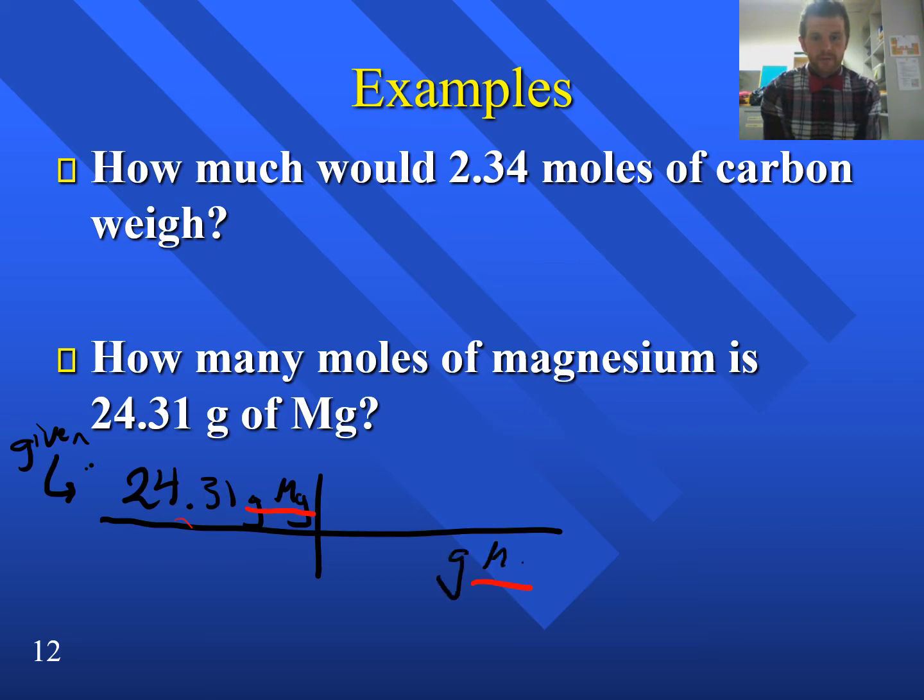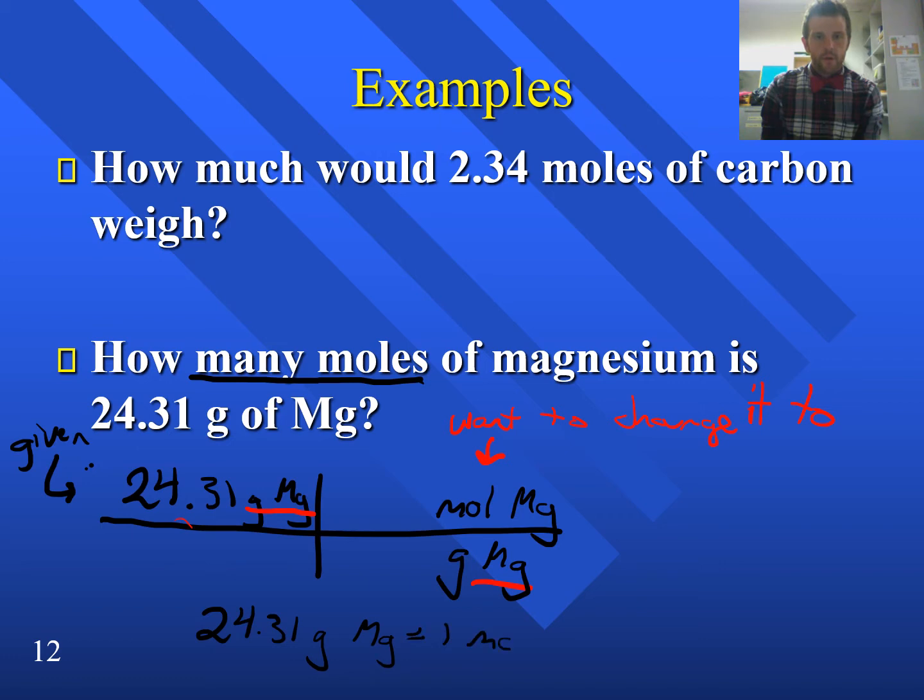So I'll put grams of magnesium down here, and whatever I want to switch it to is going to go up top. What I want to change it to goes right up here. I'm looking for how many moles, so I'm going to do moles of magnesium. And then I'm going to look on the periodic table to find that relationship. After looking on the periodic table, I know that 24.31 grams of magnesium is equal to 1 mole.